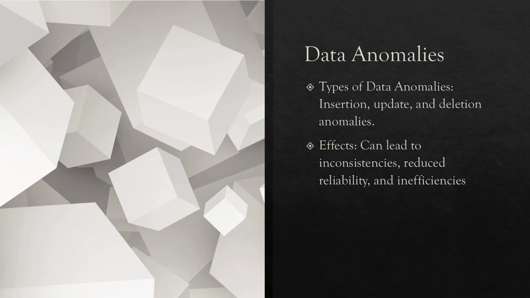These include insertion anomalies, when new data cannot be added because the other information is missing; update anomalies, where a single change must be made in multiple places and missing even one update causes errors; and deletion anomalies, where removing one record unintentionally removes important related information. Normalization helps to eliminate these issues by structuring tables properly.